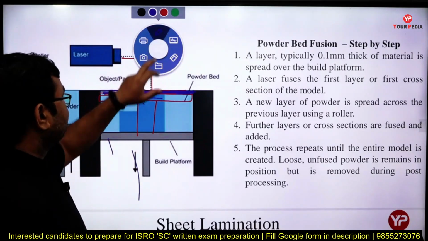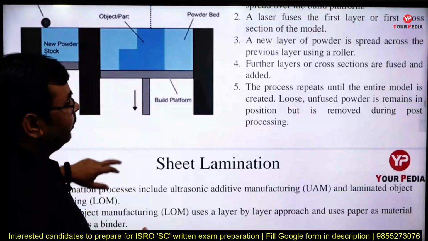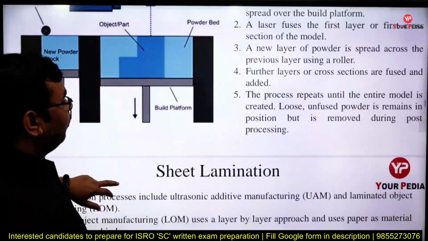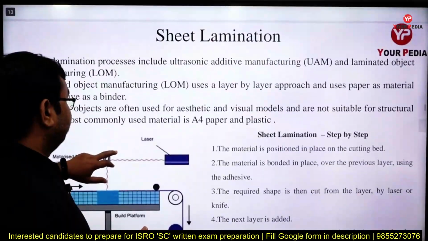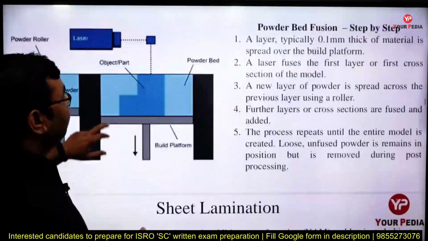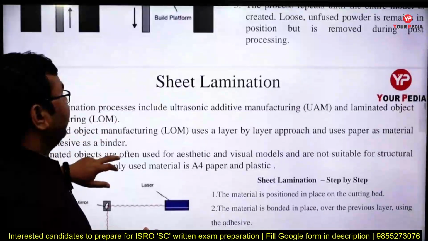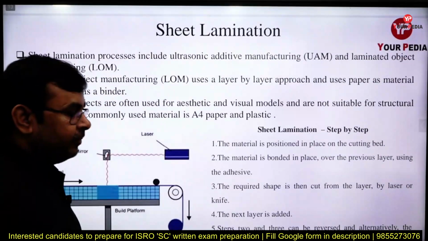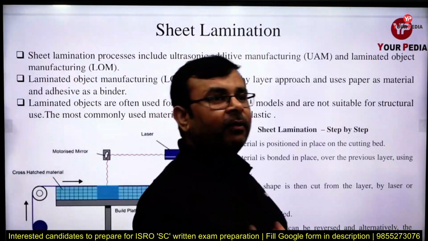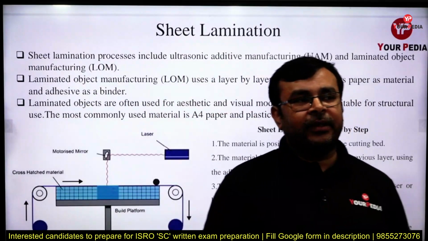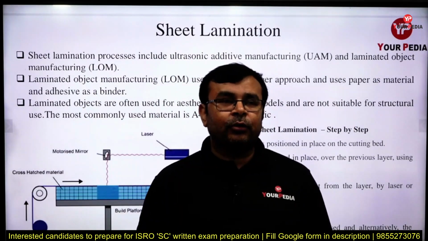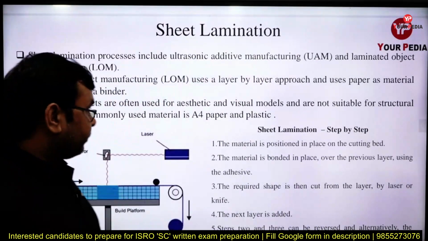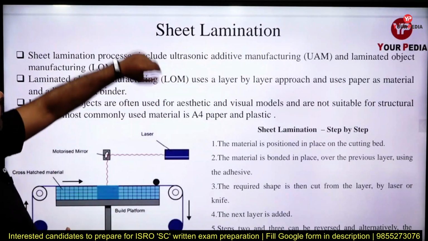Is it clear? So, these are the detailed steps which can be performed for producing a component with the help of the powder bed fusion process, correct. Okay, next, sheet lamination. What about sheet lamination? This is a very simple method. And one more thing, this is also named as LOM.